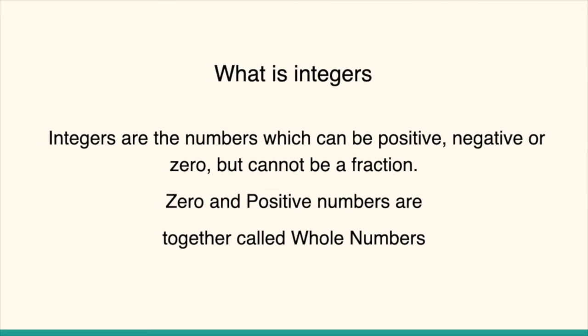What are integers? Integers are the numbers which can be positive, negative or zero but cannot be a fraction. So you can say there's nothing called minus 0, because it won't come. Minus 1, minus 2, minus 3 are negative numbers, but 1, 2 are positive numbers. The natural numbers are actually positive numbers, you can say that.